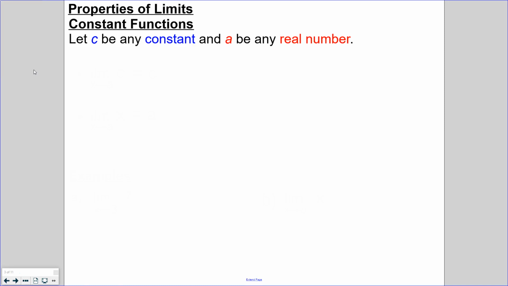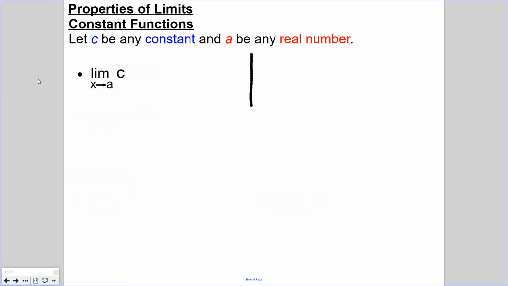So we're first going to take a look at the properties of constant functions. And in these properties, we're going to let c be any constant, and we're going to let a be any real number. So our first property is going to be the limit as x approaches any a of the function c. So let's remember that limits talk about the height of the function. Well, this is where constant functions are very awesome when it comes to limits.